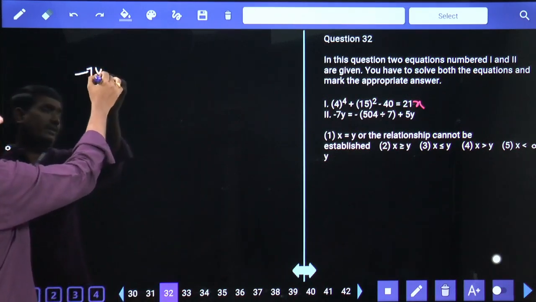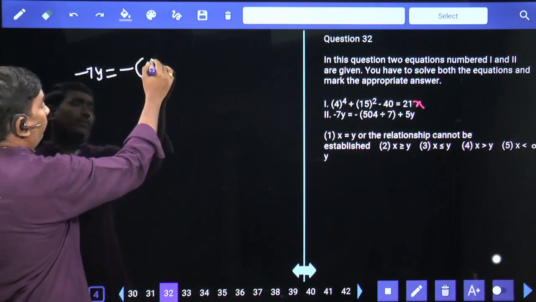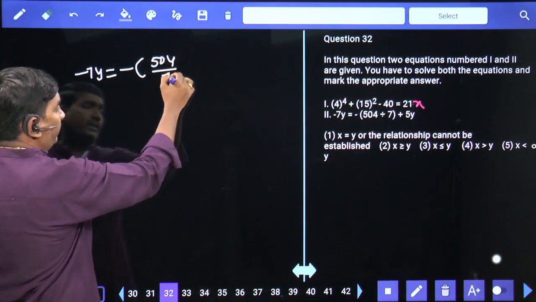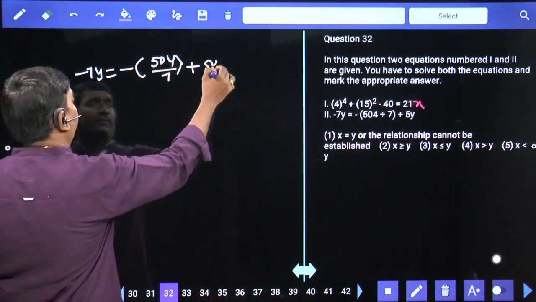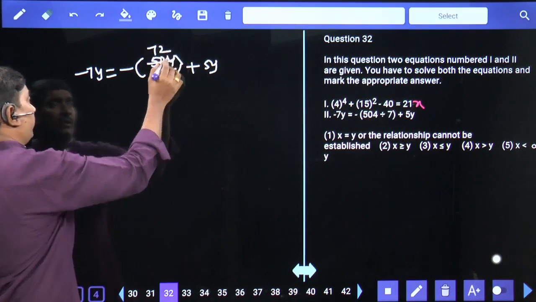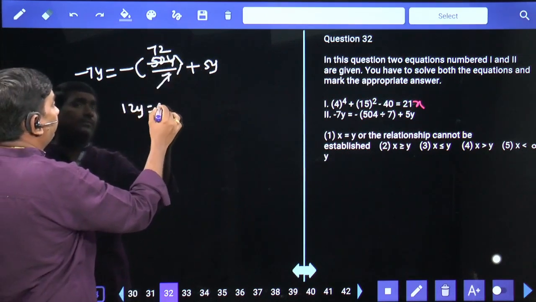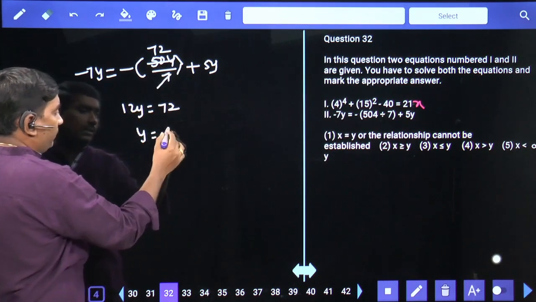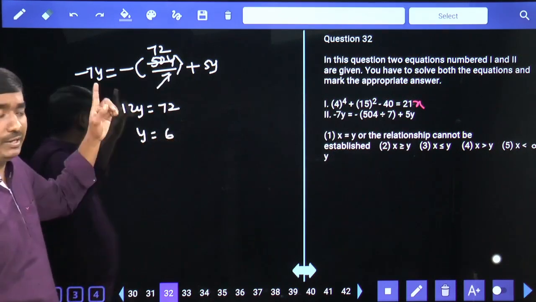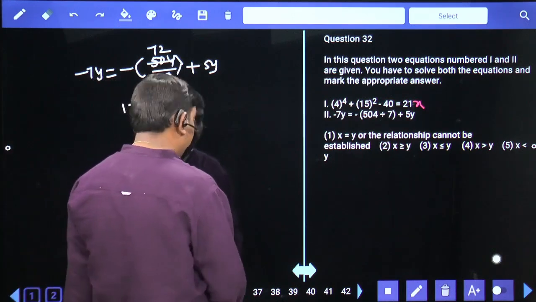Minus 7y is equal to minus of 504 by 7 plus 5y. 12y is equal to 72. Y equal to 6. Where x is 21, y equal to 6, x greater than y.